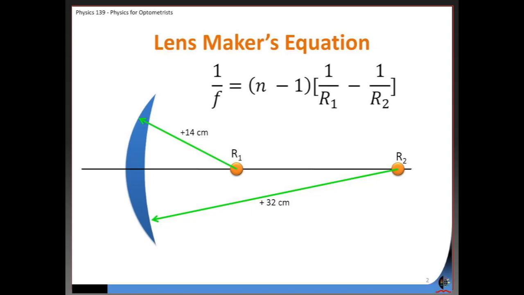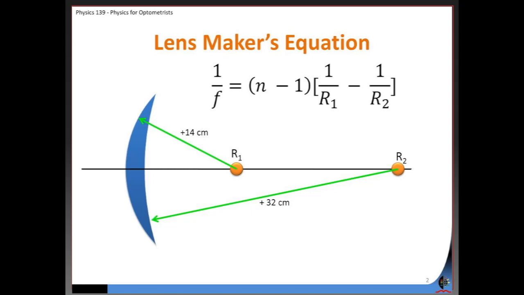Now, the lens maker's formula. It is an equation. All lenses are made up of a transparent material. Any optically transparent material will have a refractive index. And the lens formula relates the focal length of a lens with the distance of the image and the object.